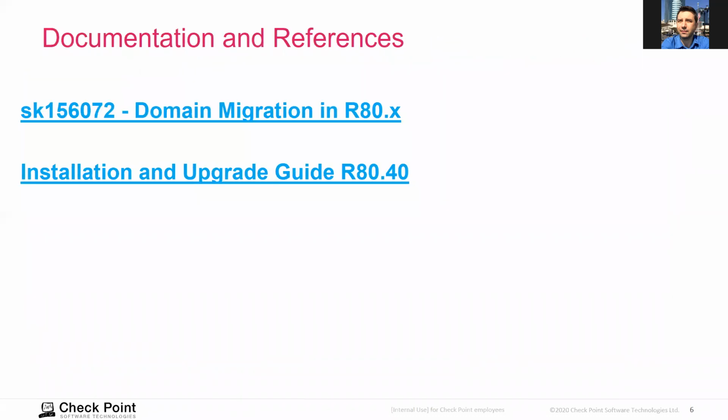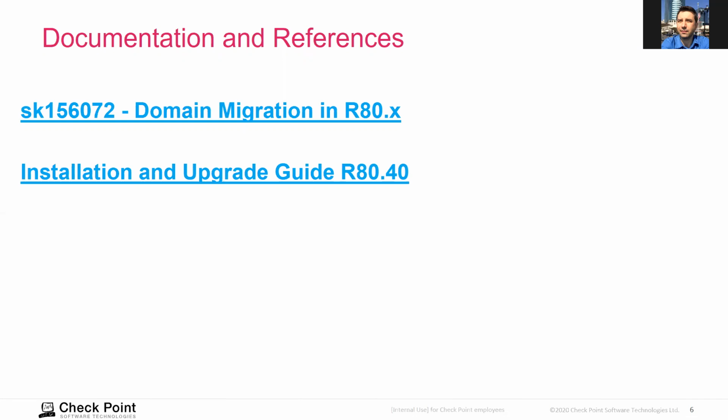And talking a little bit about the documentation. So we do have two documents which describe those features. The one is SK 156072, which describes the domain migration in R80.x. It's a good guide, it's a good reference, and you can also see the scenarios in the installation and upgrade guide for R80.40. So those two are good documents to look at when you try to implement a domain migration.